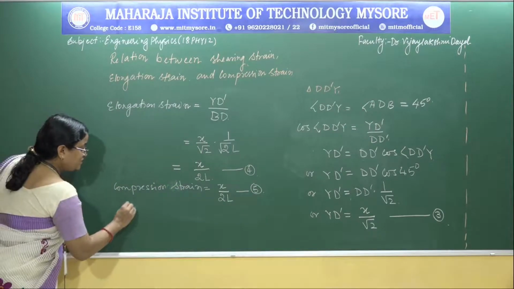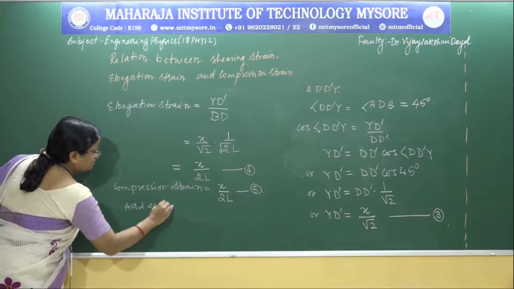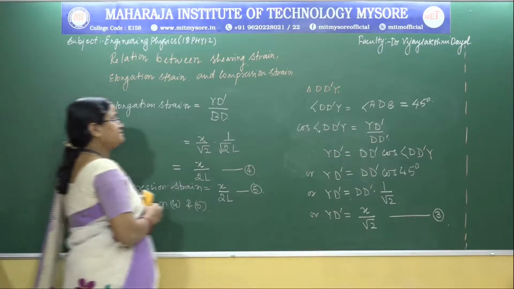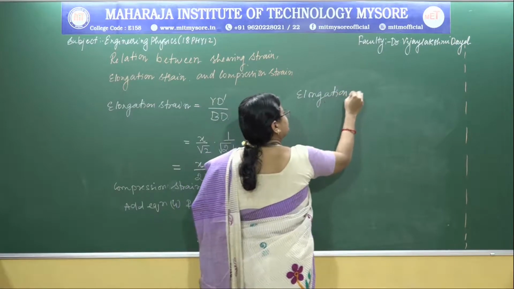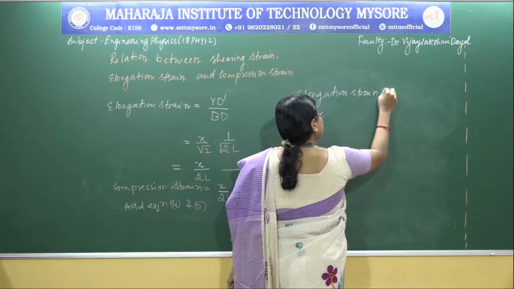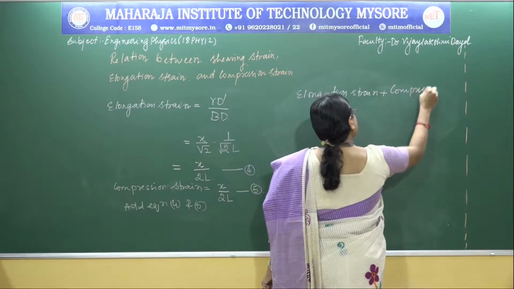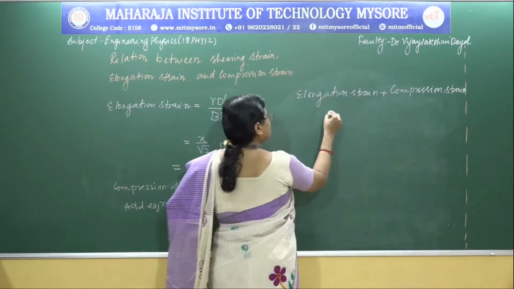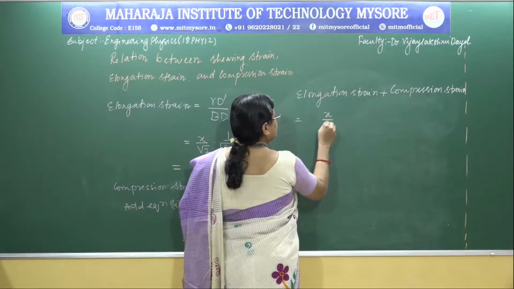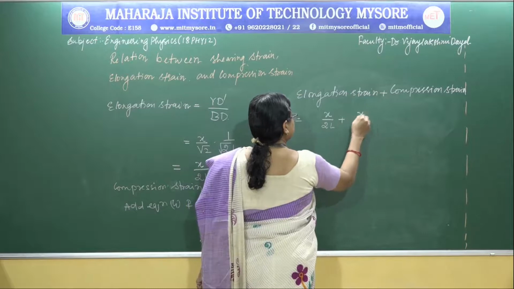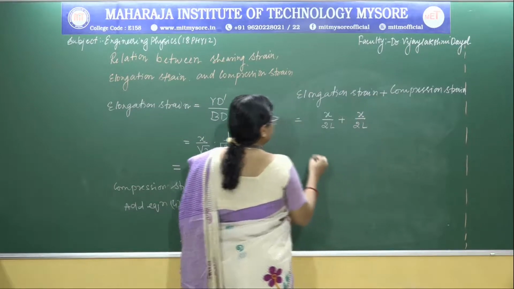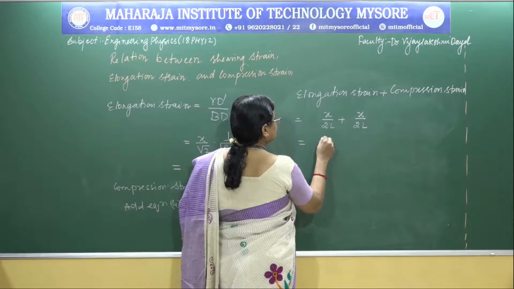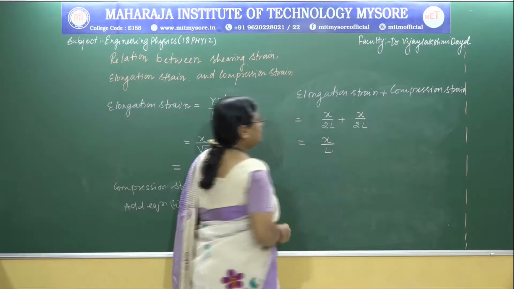So now if we add equation 4 and 5, we get elongation strain plus compression strain, which will be equal to x by 2L plus x by 2L, and this will be equal to x by L.